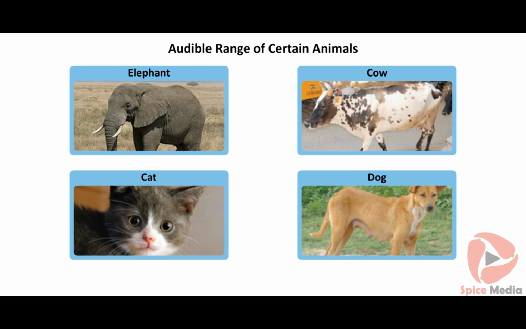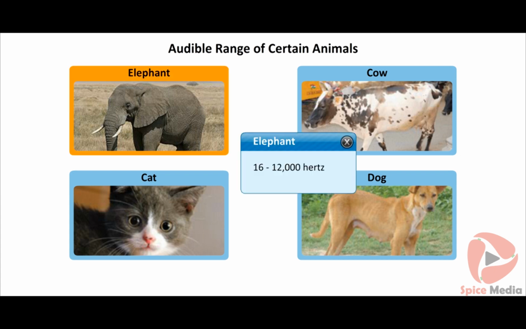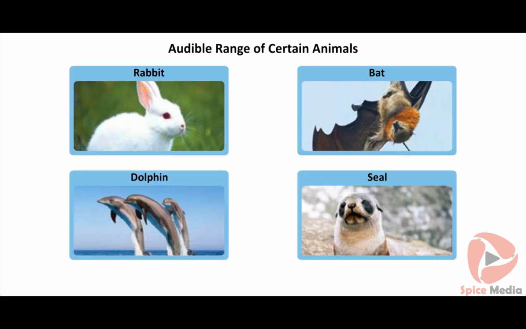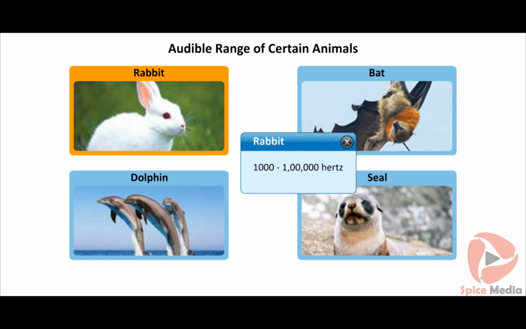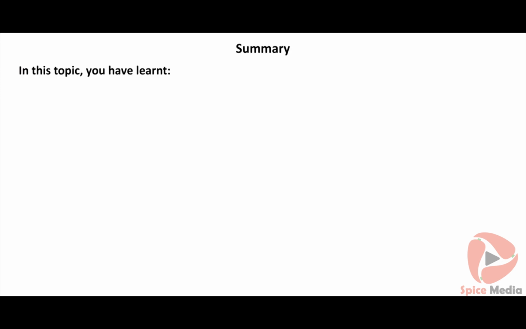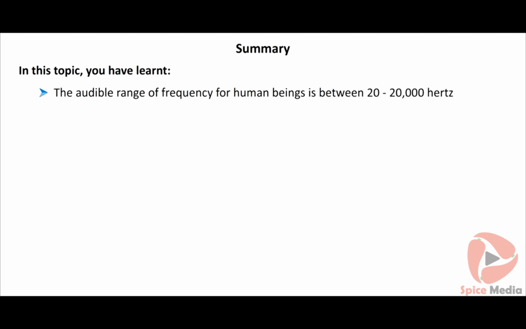Let us see the audible range of sound for certain animals. Click on the image for the audible range. 16 to 12,000 Hz, 100 to 32,000 Hz, 40 to 46,000 Hz, 16 to 40,000 Hz. Let us see the audible range of sound for animals like rabbit, bat, dolphin, and seal. Click on the image for the audible range. 1000 to 1 lakh Hz, 70 to 1,50,000 Hz, 900 to 2 lakh Hz, 1000 to 1,50,000 Hz.